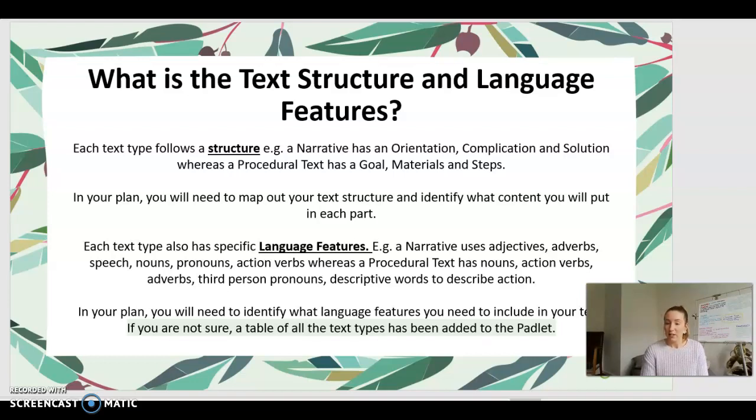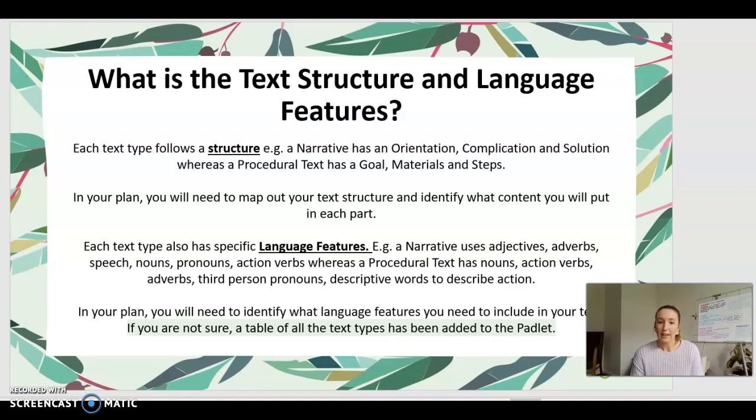For example, a narrative has an orientation, a complication, and a solution, whereas a procedural text has a goal, materials, and steps. Each text type has a different text structure, and you're going to need to map out your text structure and the parts and identify what you're going to put in each part. You might even map out what you would put in each paragraph if your text type includes paragraphs in it.